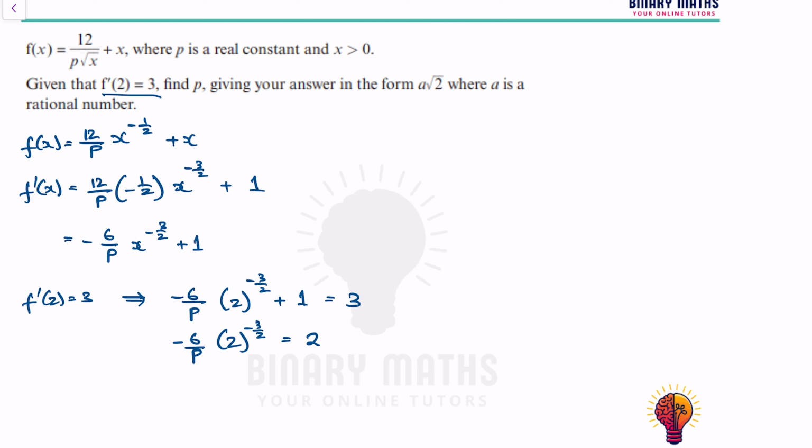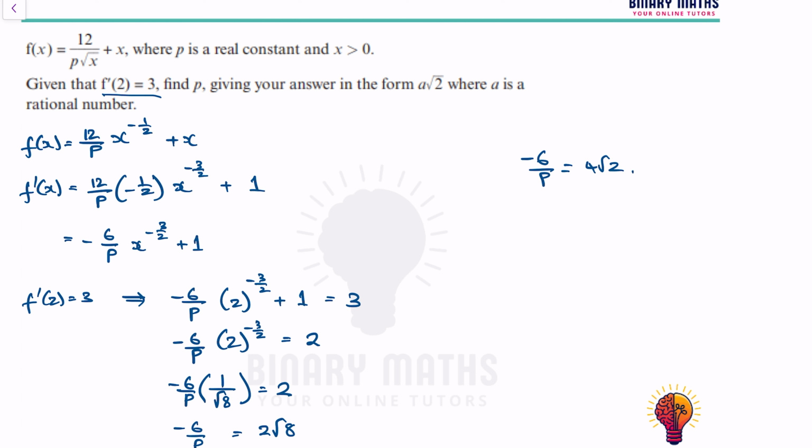Now 2 to the minus 3 over 2 is the same thing as square rooting the 2 and then cubing it. So you get square root of 2 cubed, which is going to be square root of 2 times square root of 2 times square root of 2, which is square root of 8. So you get 1 over the square root of 8 is equal to 2. If you take the 1 over root 8 to the other side and multiply, then you get minus 6 over p is equal to 2 times root 8, which can be rewritten, because root 8 is 2 root 2, as 4 root 2.